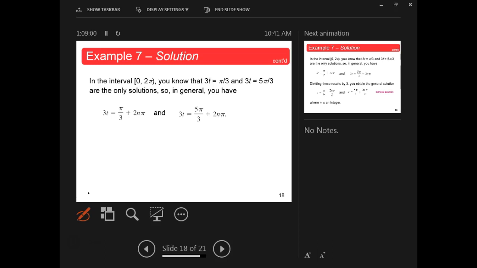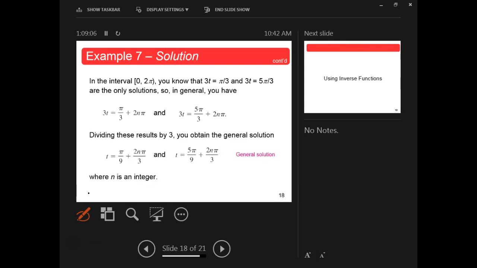This gives you what your 3t is, the argument of the cosine. To get what t is, you divide by 3, and that gives you pi ninths plus 2 thirds n pi, and 5 ninths pi plus 2 thirds n pi. They call that the general solution. Any questions on that?